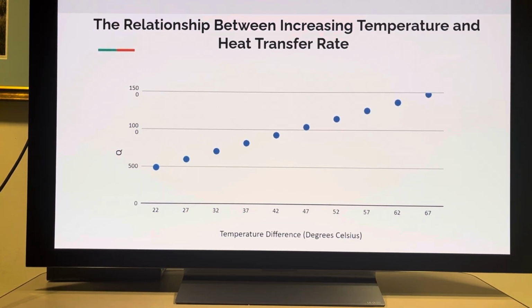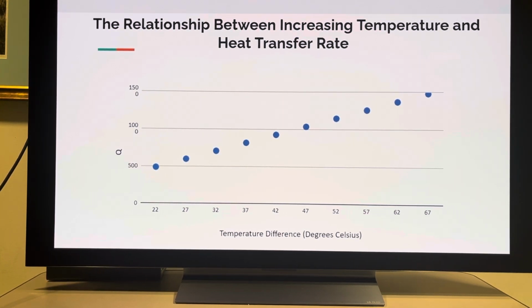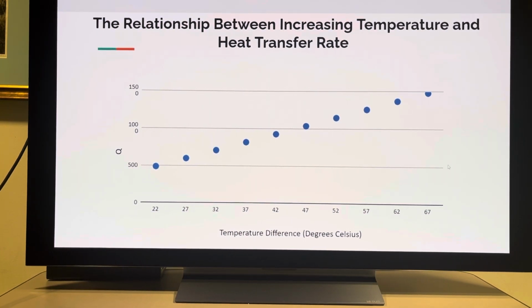Relationship between increasing temperature and heat transfer rate. In this graph, you can see that as the temperature rises, heat transfer rate also increases.